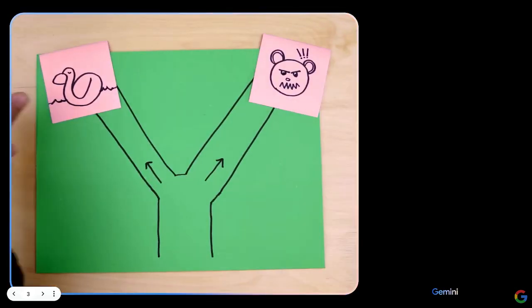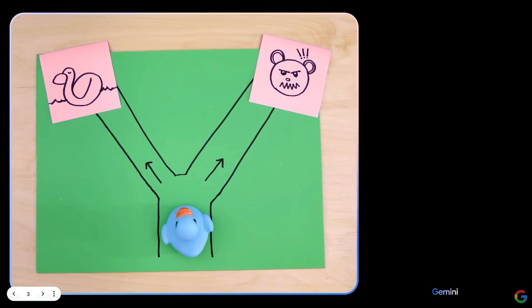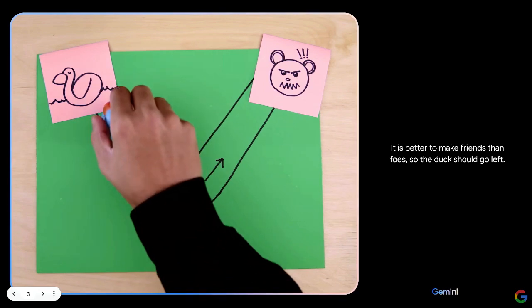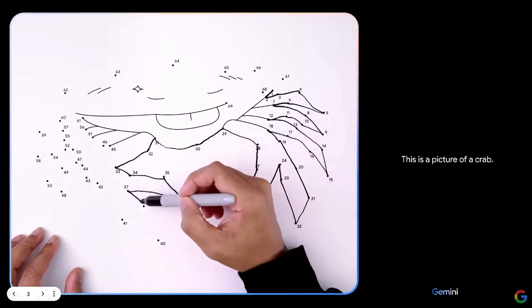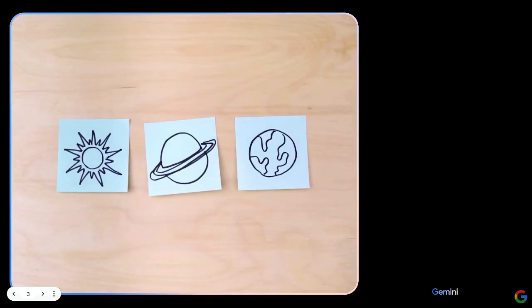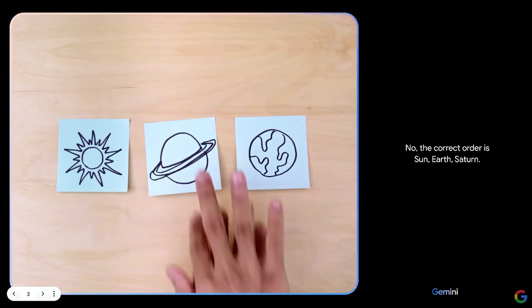Which way should the duck go? Going left leads to a duck, which is a friend. Going right leads to a bear, which is a foe. It is better to make friends than foes, so the duck should go left. Smart choice. This is a picture of a crab. That's right. Is this the right order? No, the correct order is Sun, Earth, Saturn.